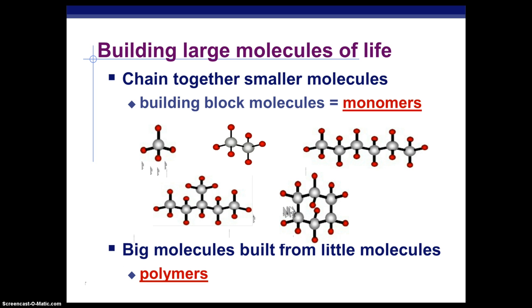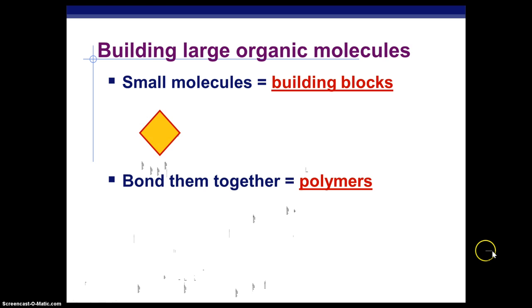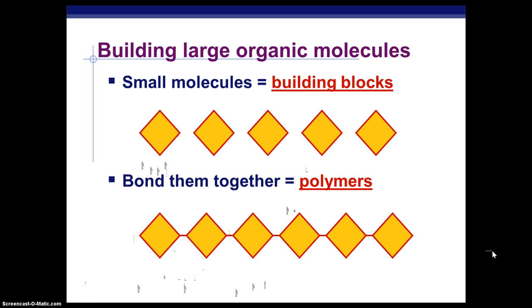All of these biomolecules that we talk about today are made of these monomers. So the big molecule is called the polymer. Here's another example. Each of these diamonds is a monomer. Put them together into a chain and you get a polymer.